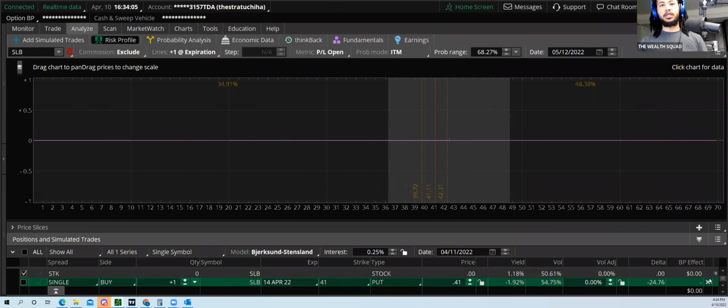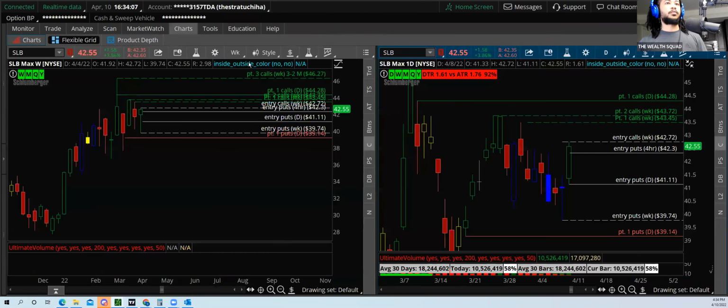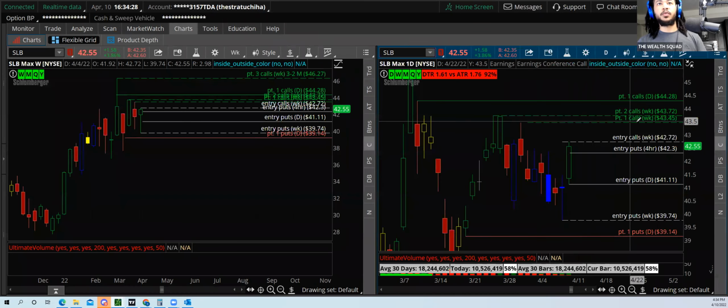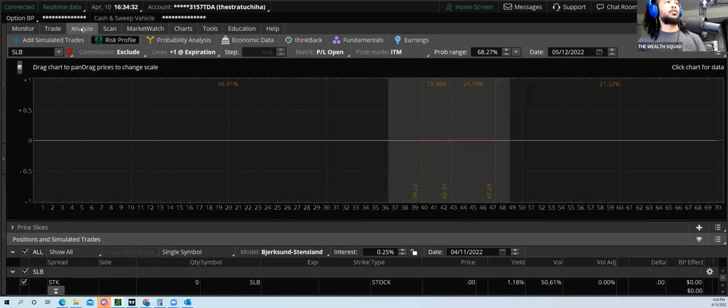Now for the call side. Entry for calls on the week, that's basically all the entries. 42.72. Let me go ahead and move that there. 42.72, show the call side. So that was just an example of all the different entries. Because this is oil, so let me do 42.73. Then what's the next two price targets? 43.45 and then 43.72.